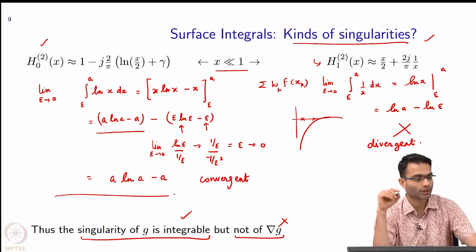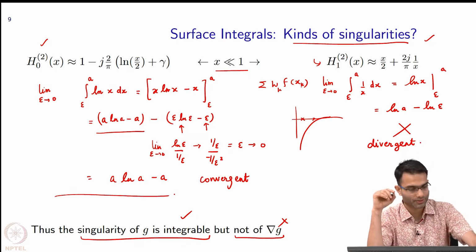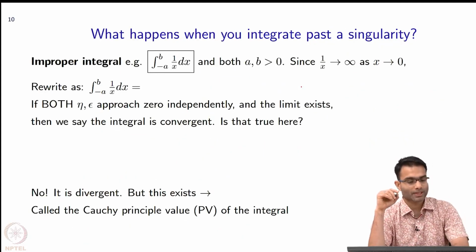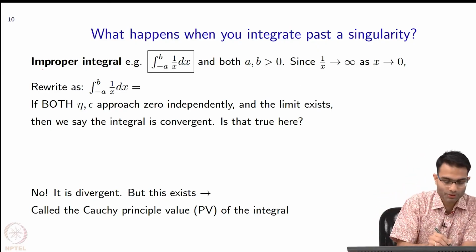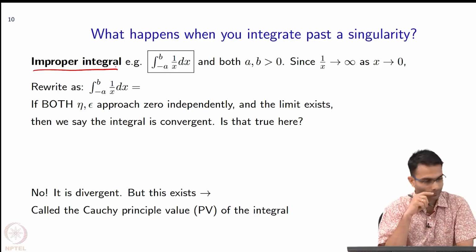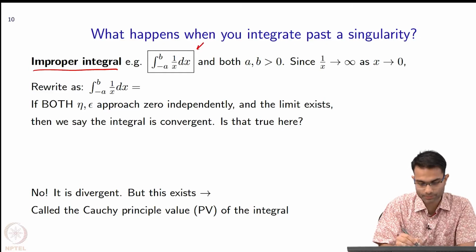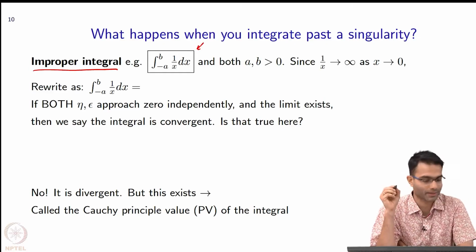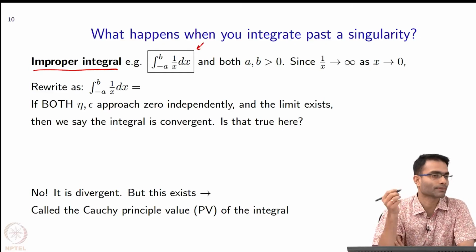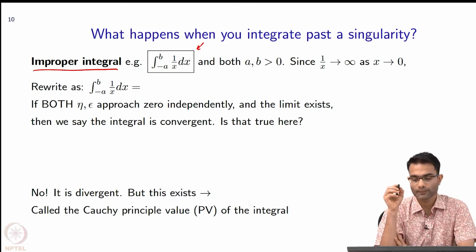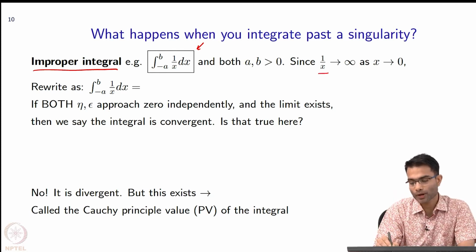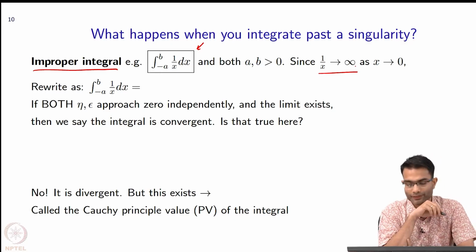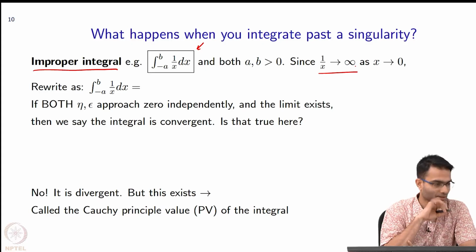Okay. So, now let us see what do we do about this. This kind of integral which I showed you is what is called an improper integral. This is the best example. I have an integration from minus a to b of some function which is blowing up, and since there is a point in between which blows up at infinity, this is called an improper integral. This is just the definition.